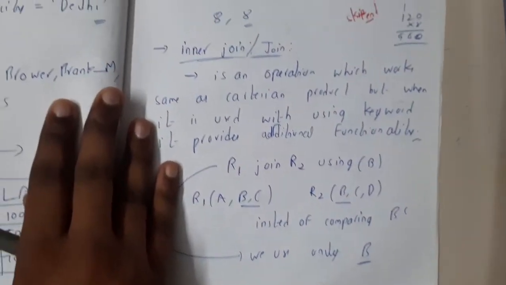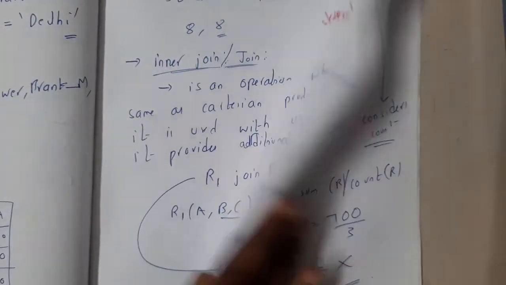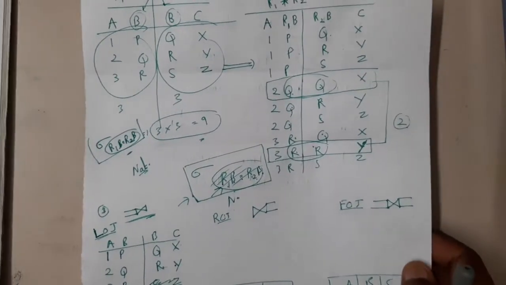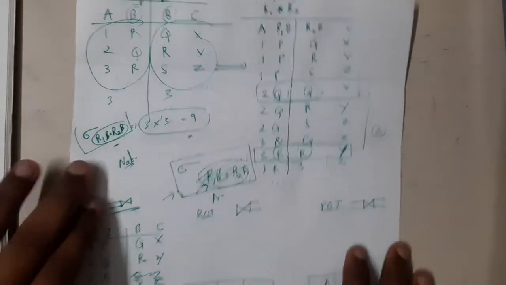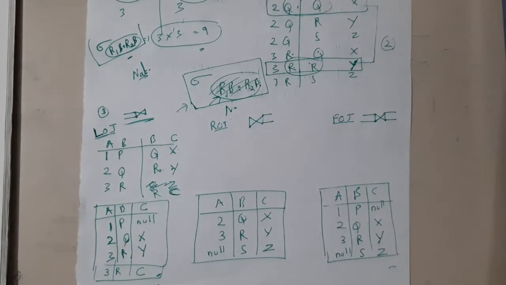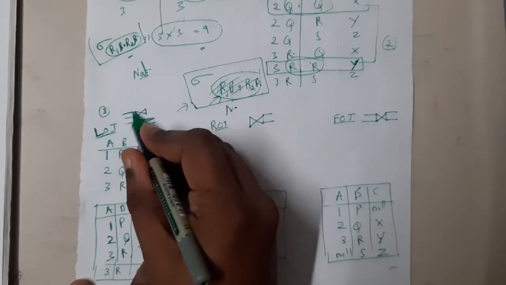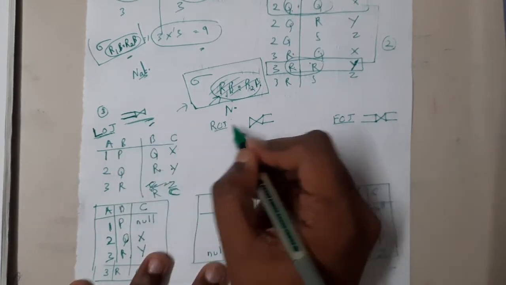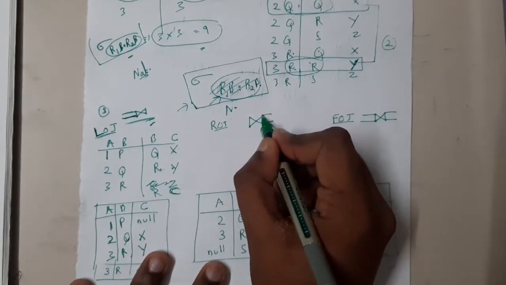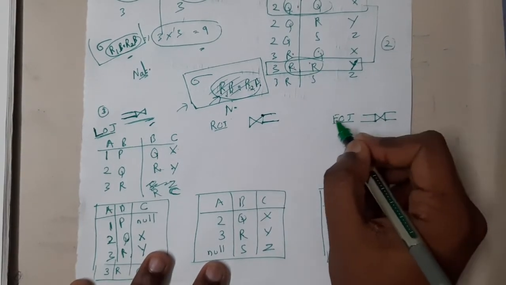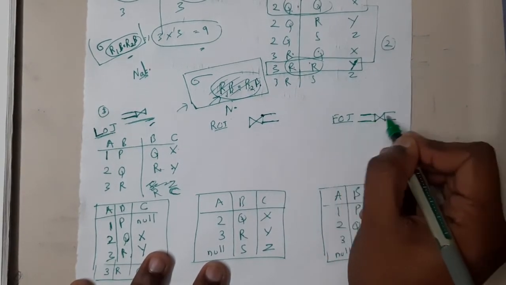Now let us recall inner join and outer join: left outer join, right outer join, full outer join. When it comes to these symbols, this is the symbol for left outer join. On the left side you keep it open, and for right outer join it will be open on the right side. For full outer join, it will be open on both sides.